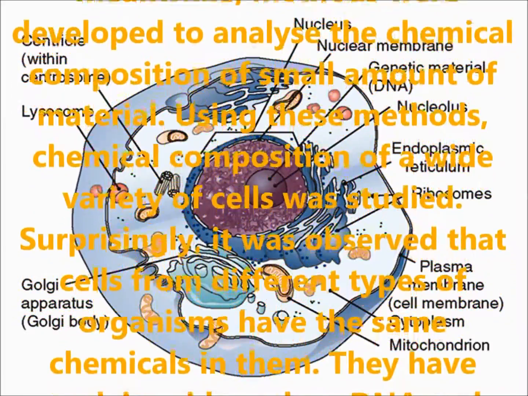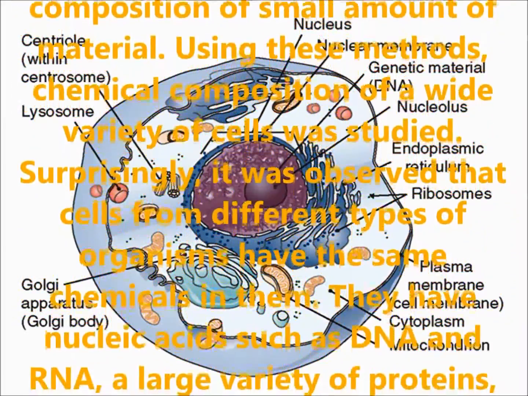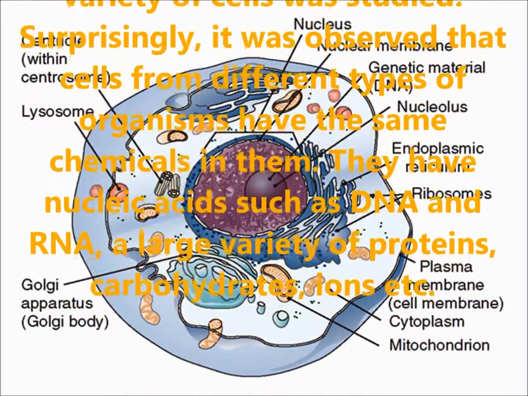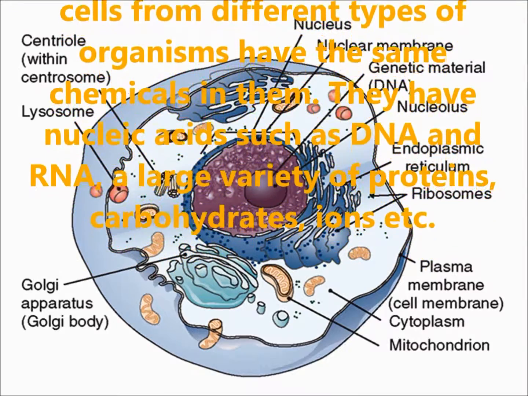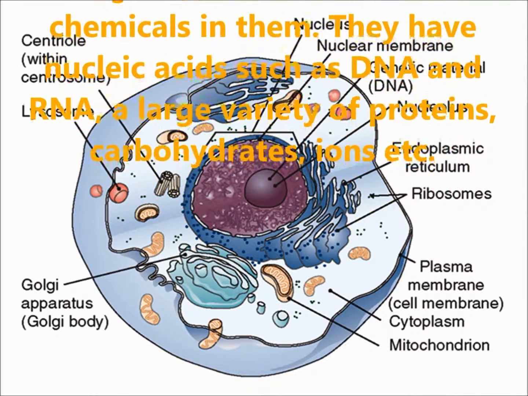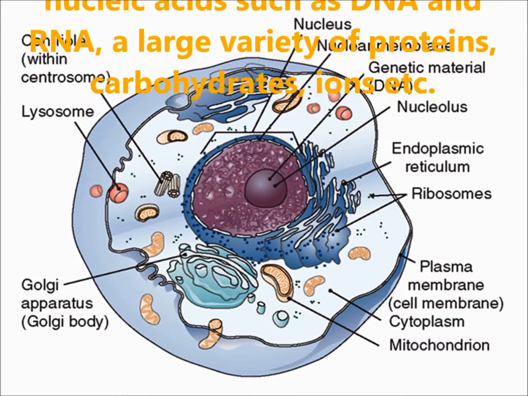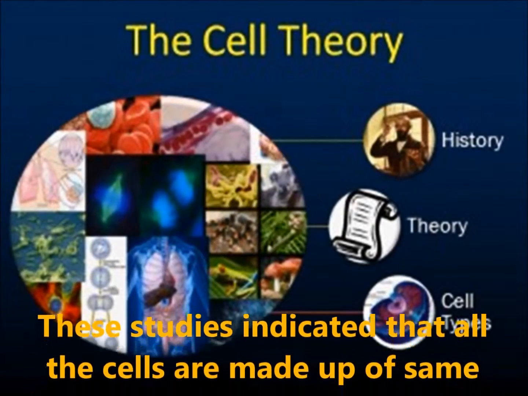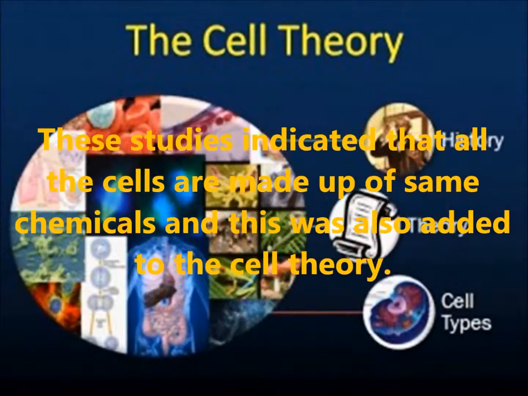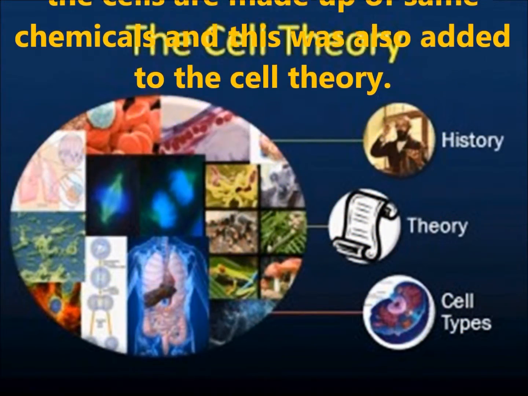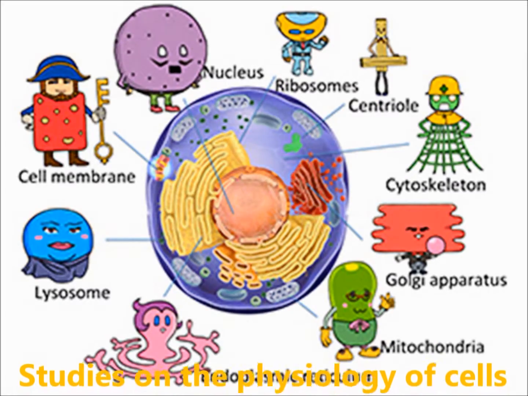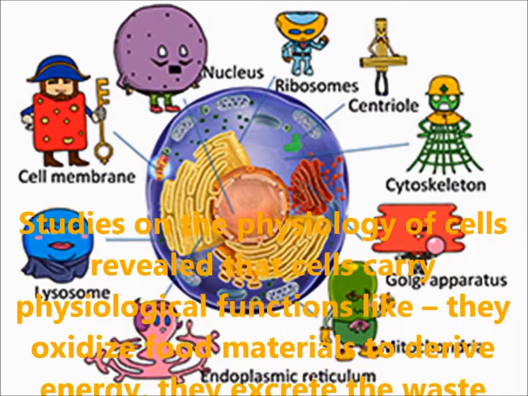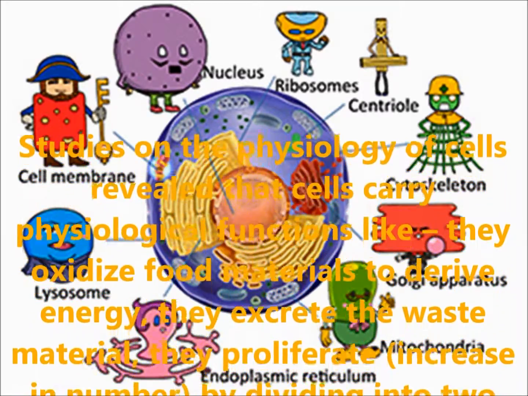Surprisingly, it was observed that cells from different types of organisms have the same chemicals in them. They observed the same types of nucleic acids such as DNA and RNA, and a large variety of proteins, carbohydrates, ions, etc. These studies indicate that all cells are made up of the same chemicals, and this was also added to cell theory.